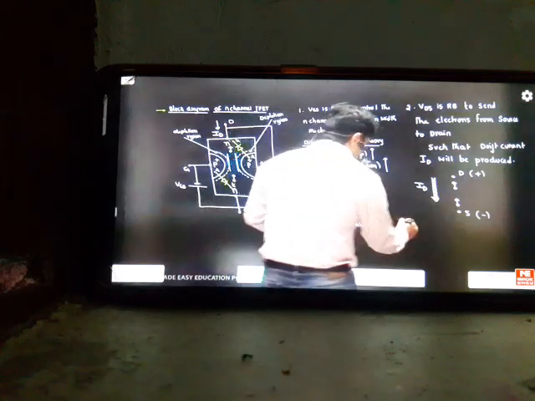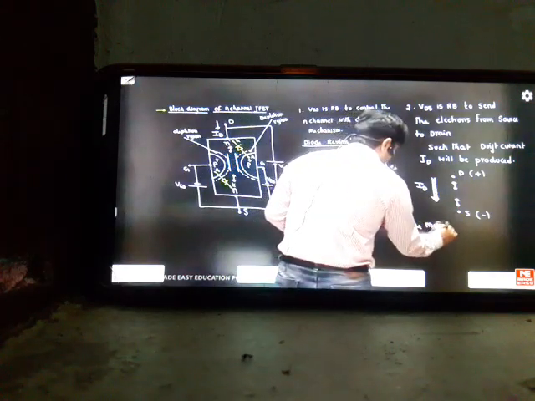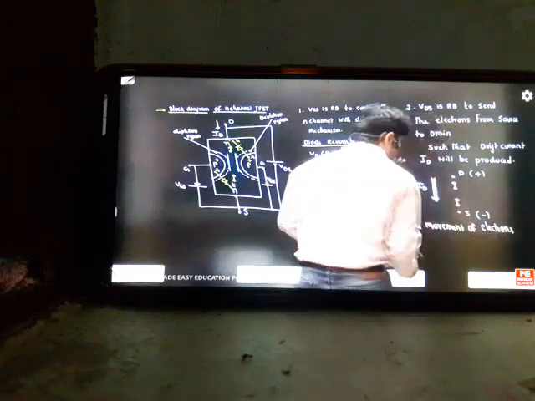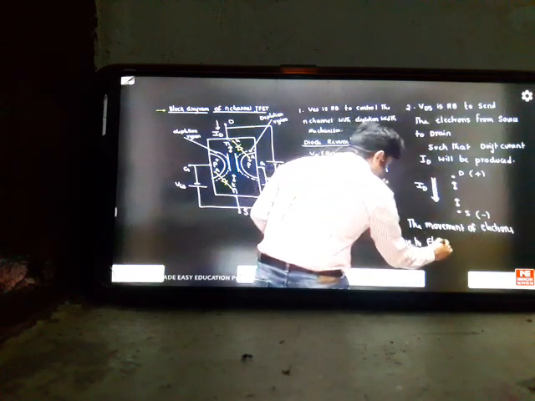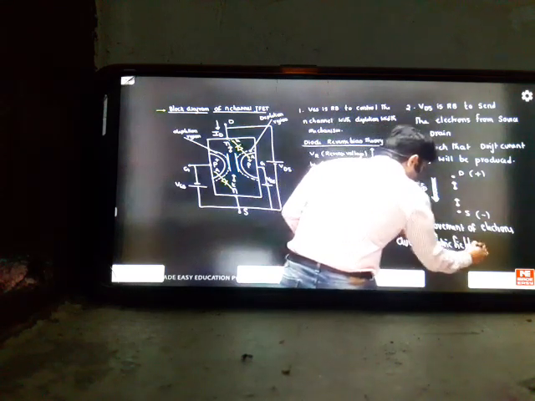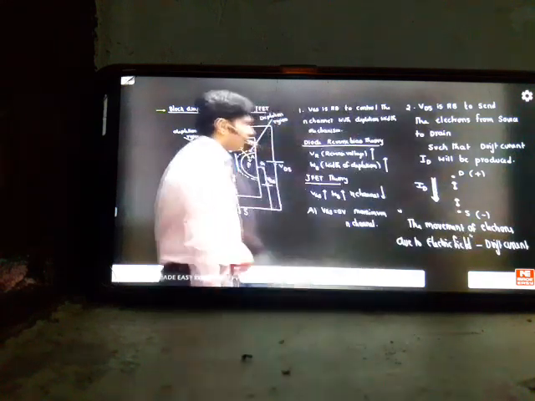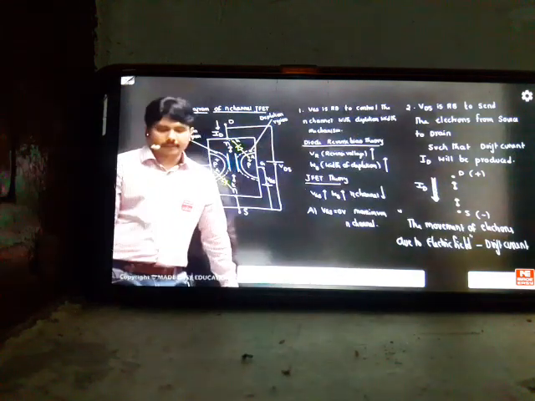If you want, I can write here: the movement of electrons due to electric field is called drift current. Not more than that in your class. Whenever you use an electric field mechanism, the current flow we call drift current in electronics.